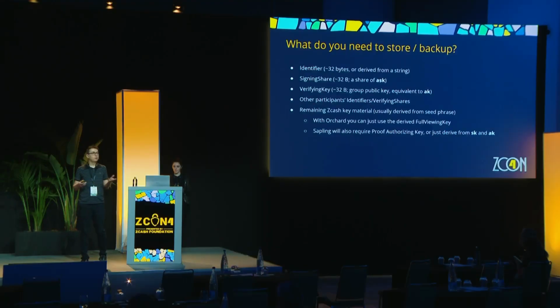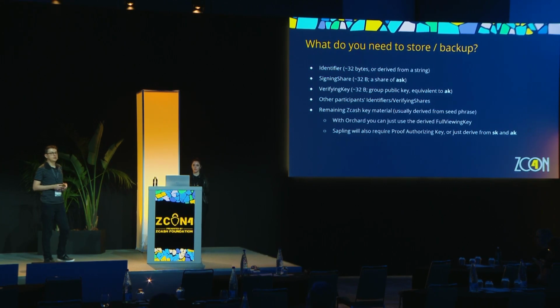Cool. So you're using FROST, but of course you need to worry about what if I lose my phone, what do you need to store, what do I need to back up. The things that you need when you use FROST: you need the identifier, which is basically a number, and this number can be derived from a string, so it's probably easier to just use a username, email, or something. You need the signing share, which is the share of the secret, a verifying key, which is a group public key, which is the AK that I showed you, and the other participants' identifiers and verifying shares. And the remaining Zcash material, the key tree I showed you.